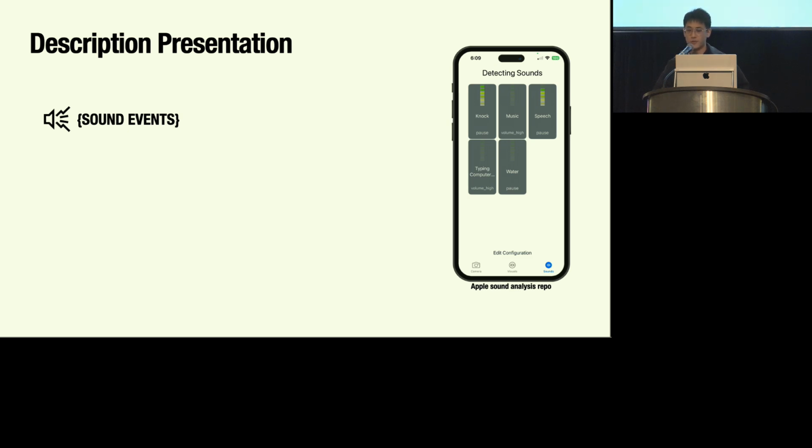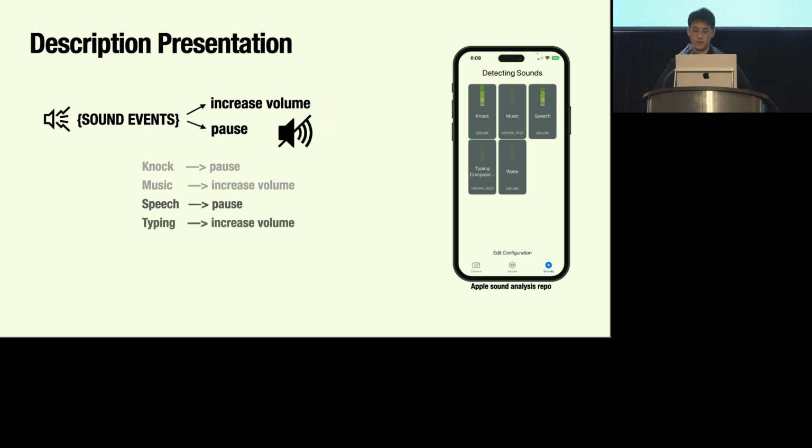To present descriptions, WorldScribe also considers sound context, where users can predefine either increasing volume or pausing descriptions based on different sound events on a customization interface, so that the user can better perceive the descriptions or sounds in the real world. So I just gave a general idea here. Please refer to our paper for more implementation details.